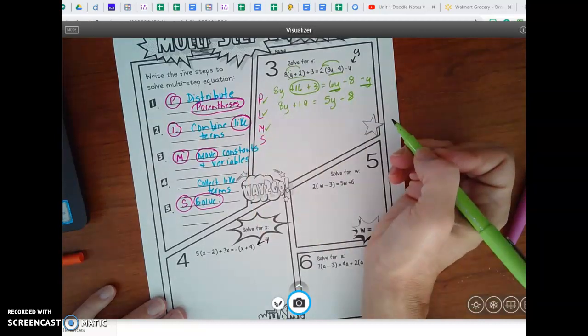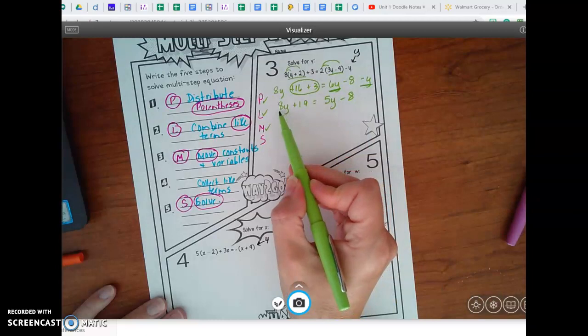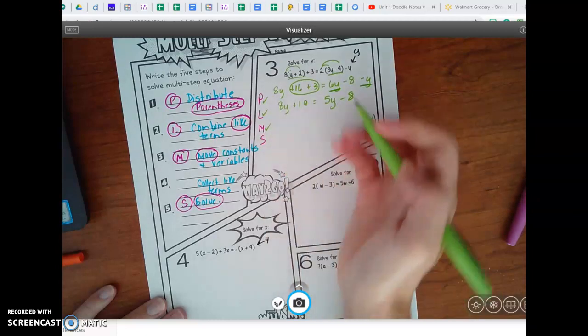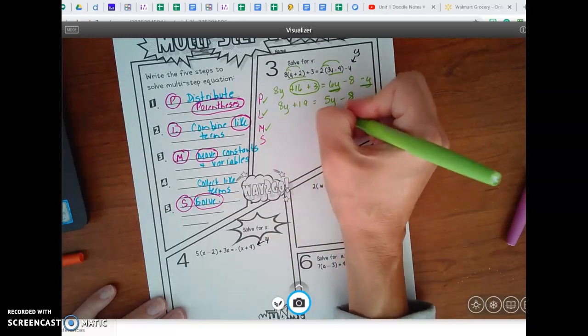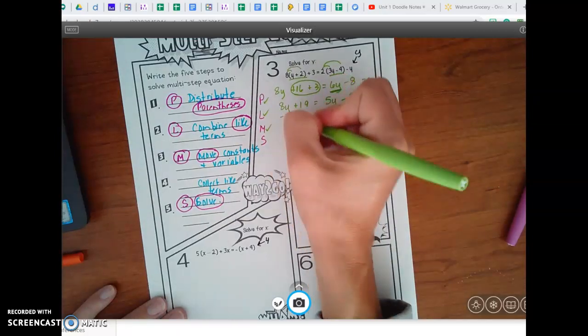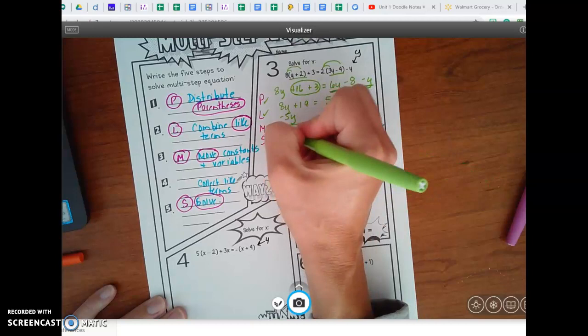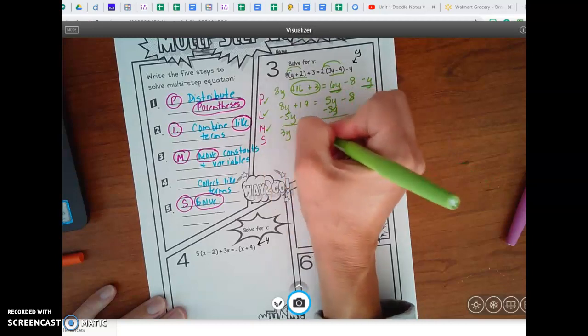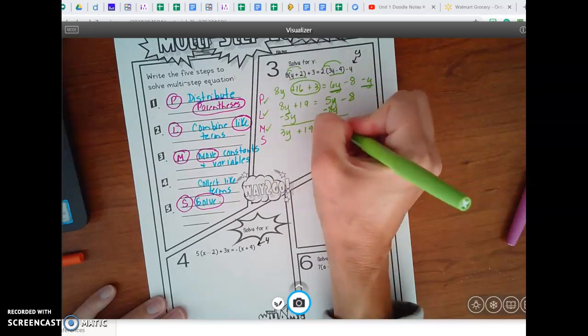M is to move my variables and constants. So I'm going to look at the variables first. I have an 8y and a 5y. So the smaller one is 5. So I'm going to do the opposite of positive 5y. So I'm going to subtract 5y. And that gives me 3y plus 19 is equal to -8.